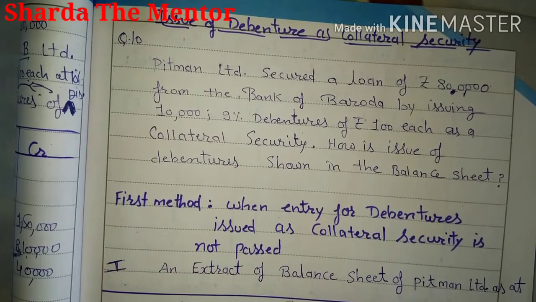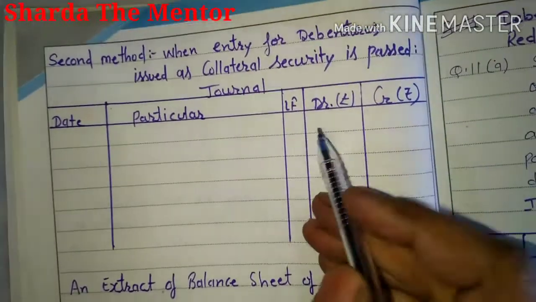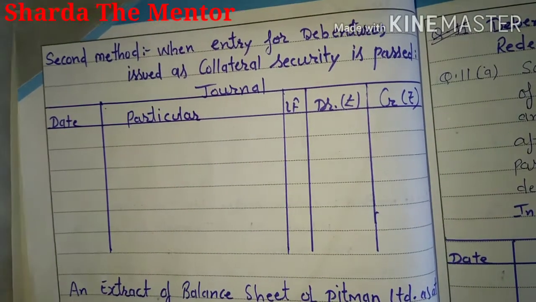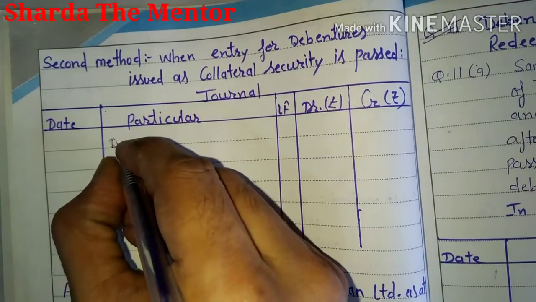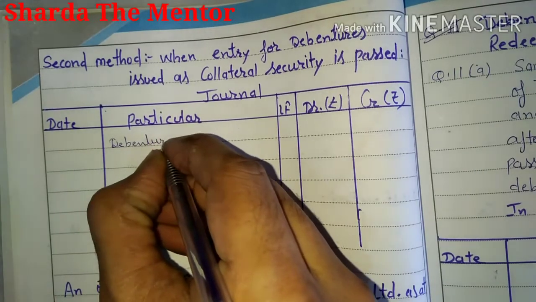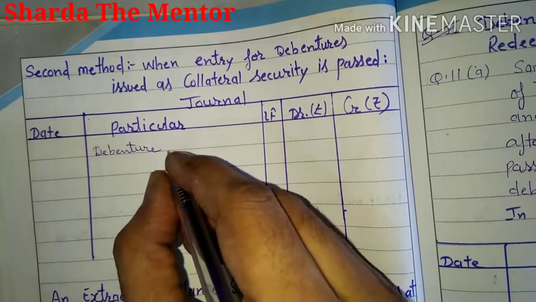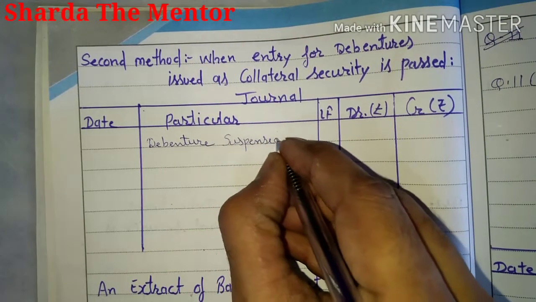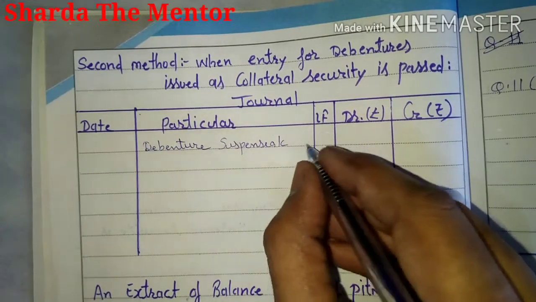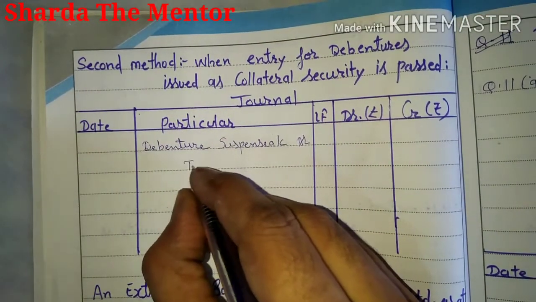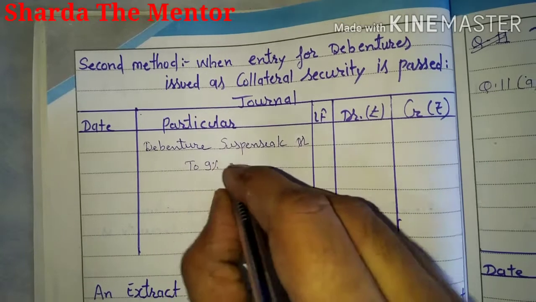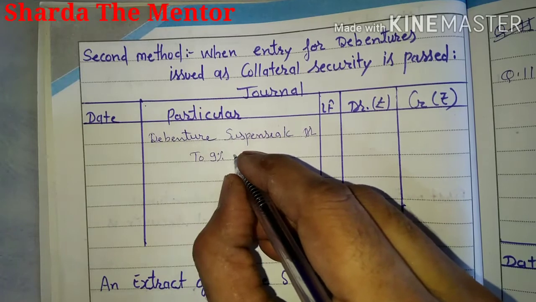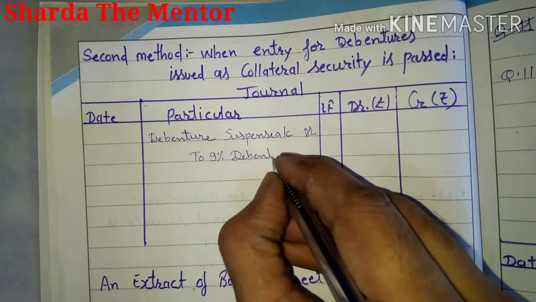How is the issue of debenture shown in the balance sheet? In this case, the journal entry format will be there, as you already know. So here you will pass debenture suspense account. It means we are creating a debenture suspense account and we are transferring our debentures, whatever we are keeping with the bank as a mortgage, into the debenture suspense account.